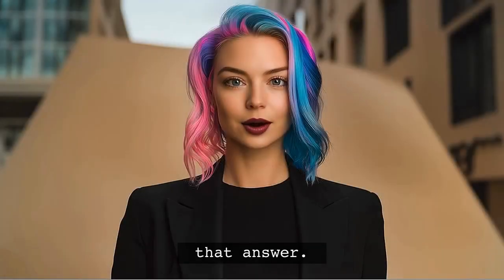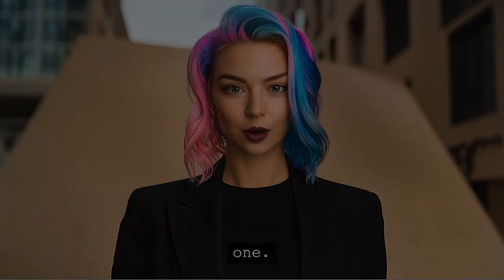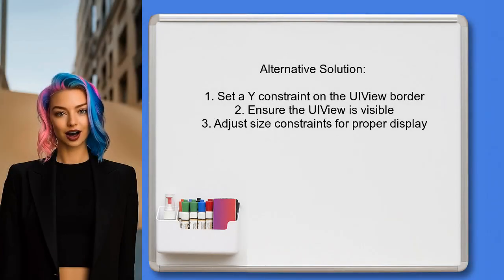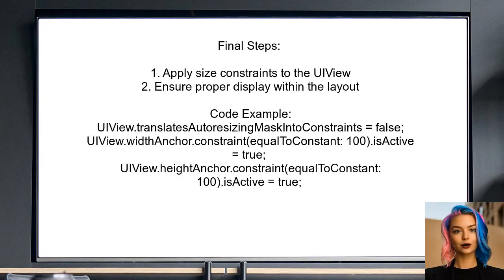That's it for that answer. Let's take a look at another one. An alternative solution from another user suggests setting a Y constraint on the UI view border. This adjustment made the UI view visible when running the app, but it initially extended beyond the screen bounds. To fix the issue of the UI view growing outside the screen, the user recommends applying size constraints to the UI view. This ensures it displays correctly within the intended layout.